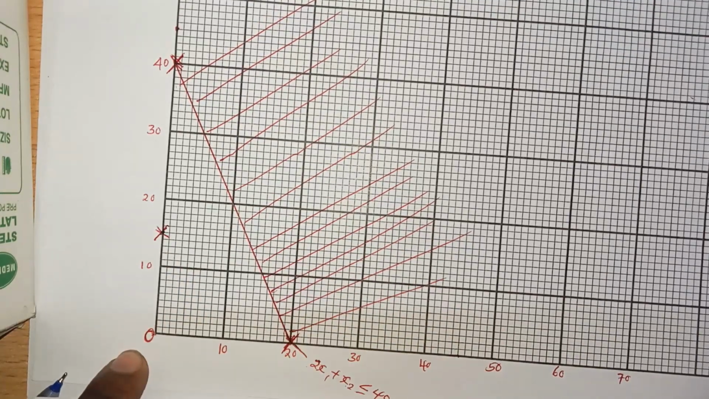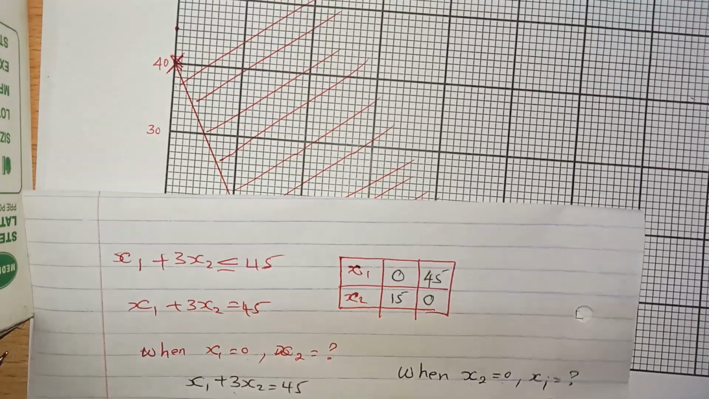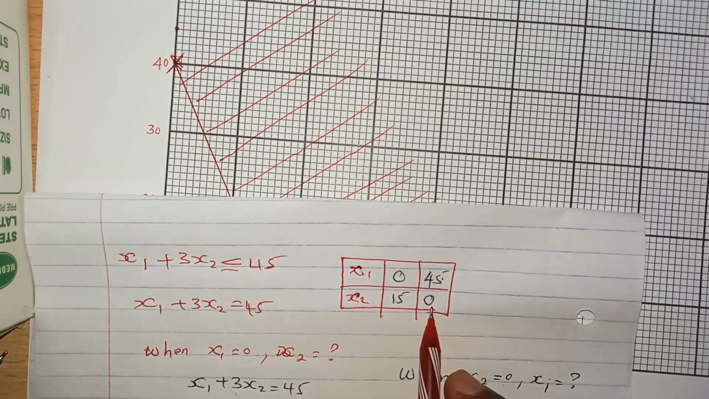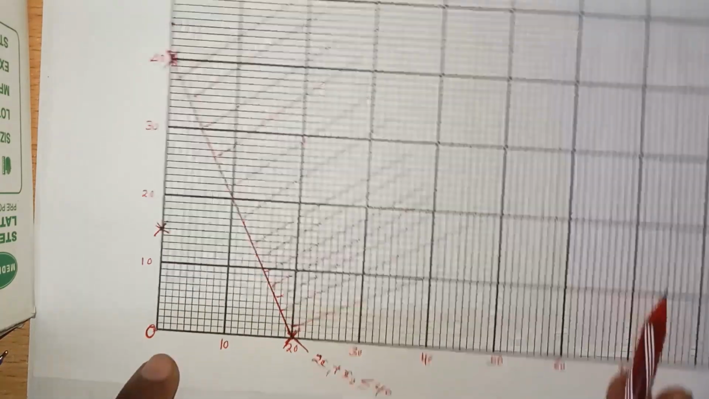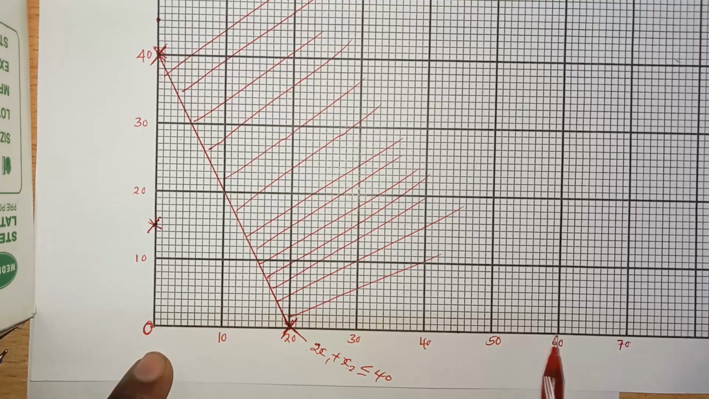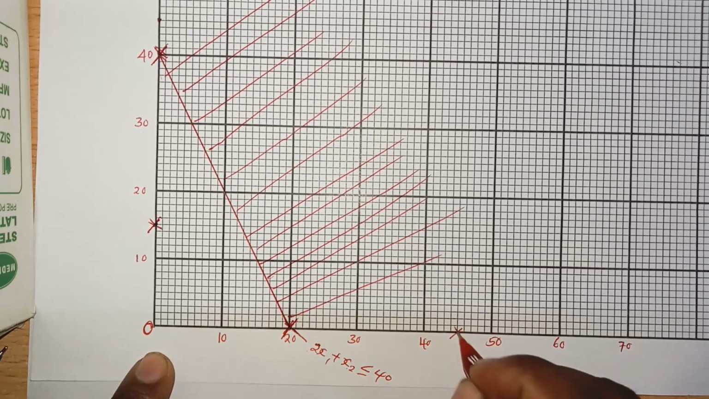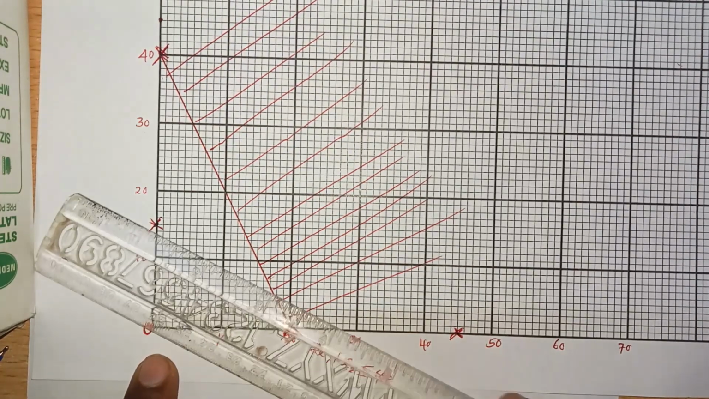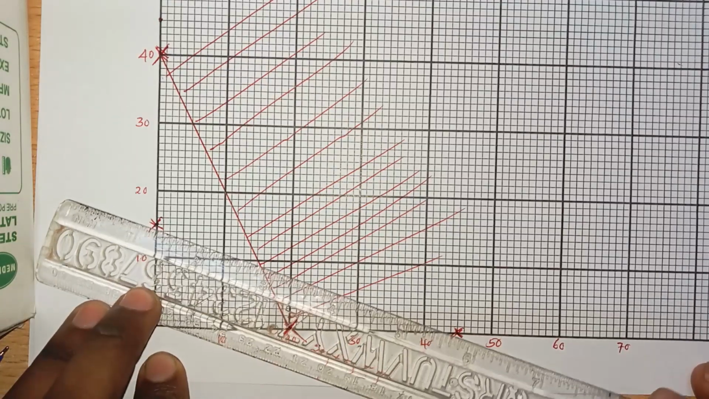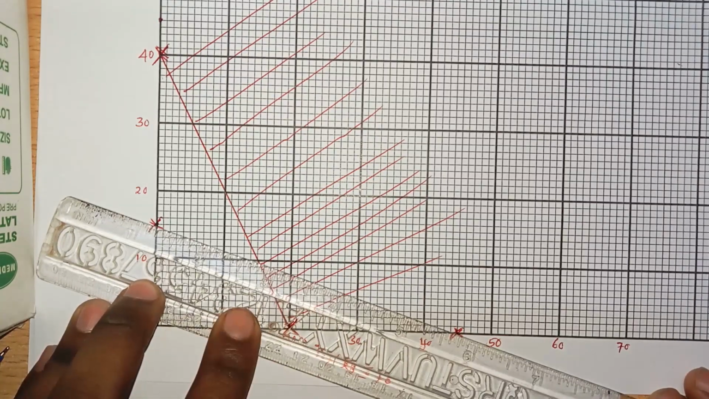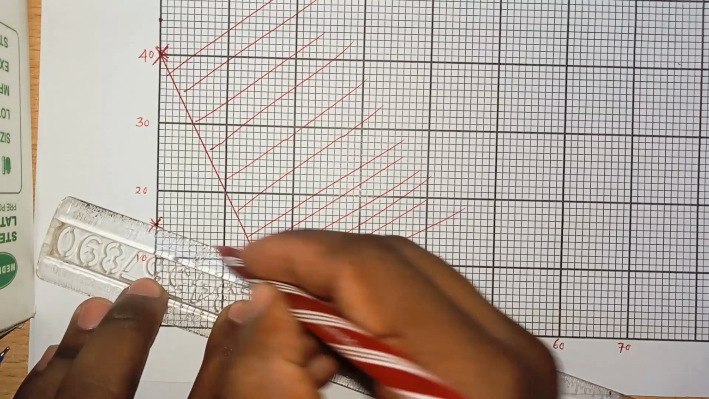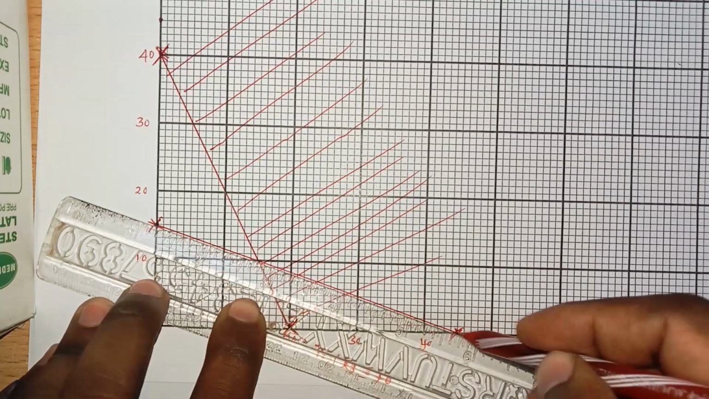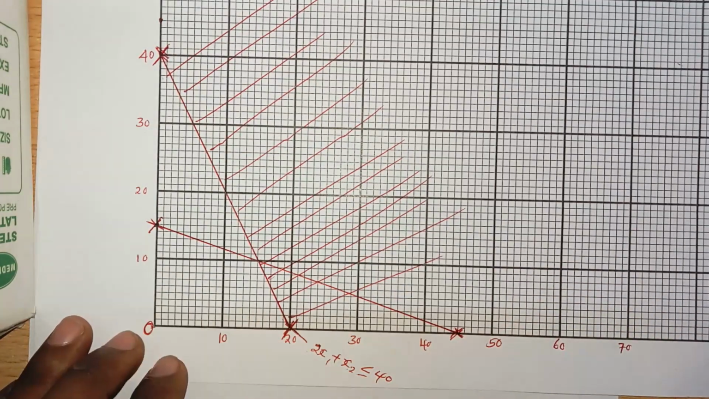This is the point. And then when x1 equals 45, x2 is equal to 0. This is x1, when x1 is equal to 45, x2 is equal to 0. So meaning this is the other point. Now we join the 2 points.